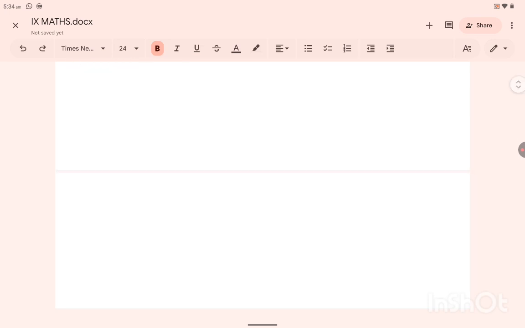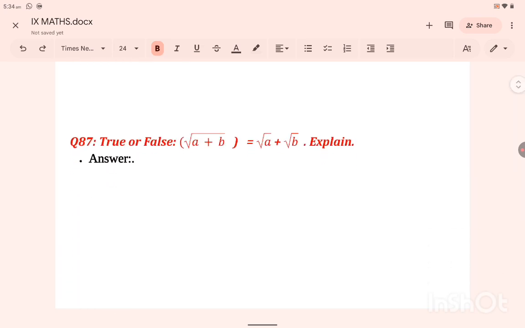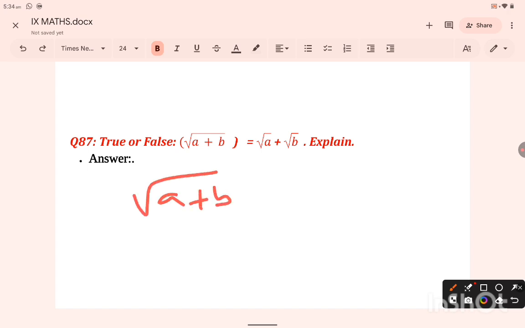Now next question. True or false? Root of a plus b is equal to root a plus root b. Explain. This is false because the square root of a plus b need not be equal to root a plus root b.